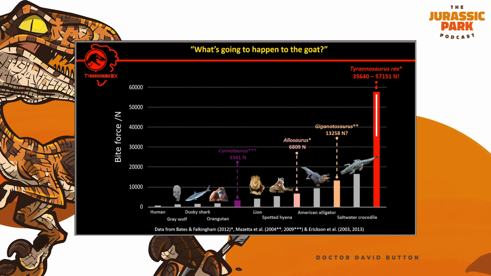Interestingly, if we look at some calculated bite forces for some other large theropods, we see that these are much lower and, oddly, are similar to or even lower than crocodilians or even mammals of much smaller body sizes. So what is going on here?